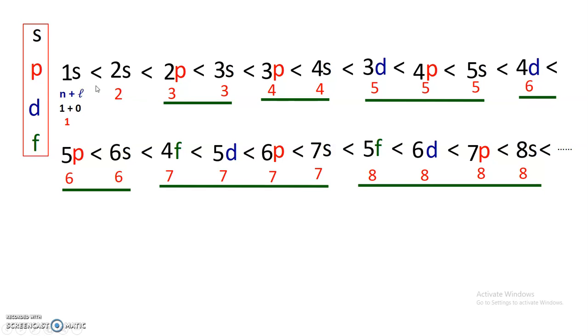Here the 1s orbital has the lowest n plus l value, that is 1, and the 8s orbital has the highest n plus l value, that is 8, and accordingly electrons are accommodated in these orbitals. So this is the first rule, that is the Aufbau principle or Aufbau order. In the next video we are going to discuss Pauli's exclusion principle and Hund's rule of maximum multiplicity.